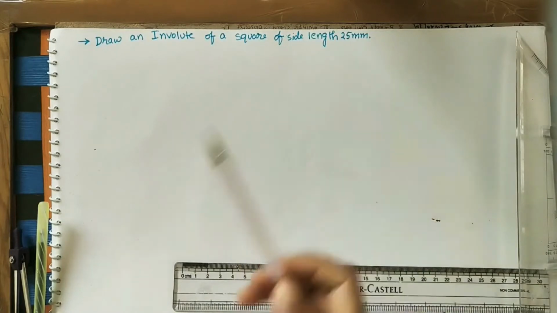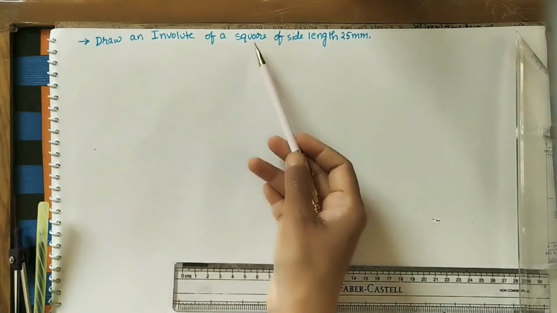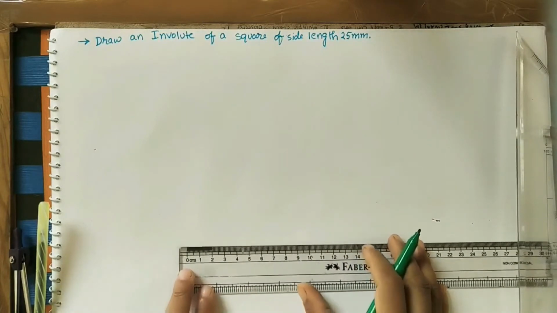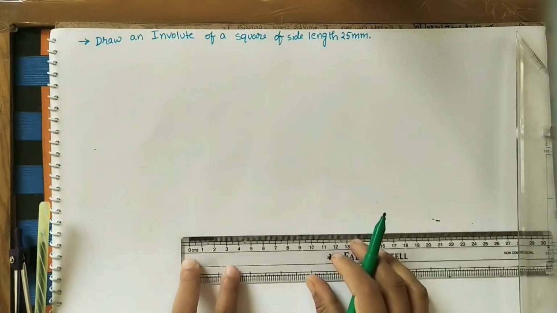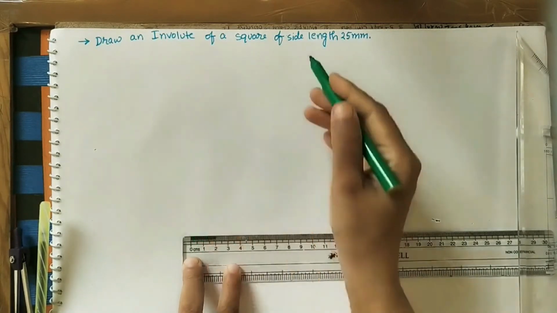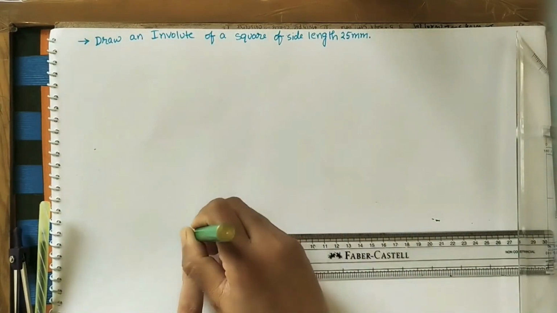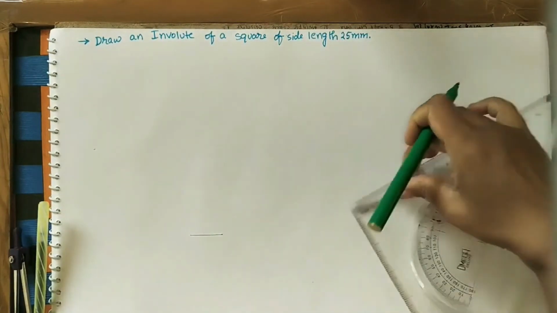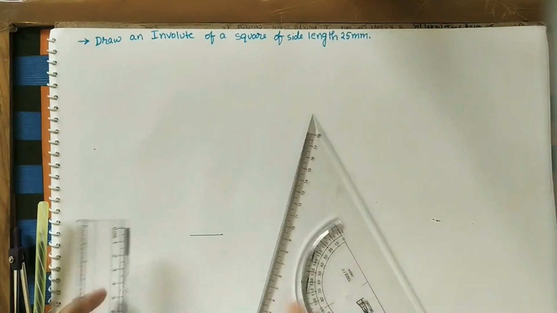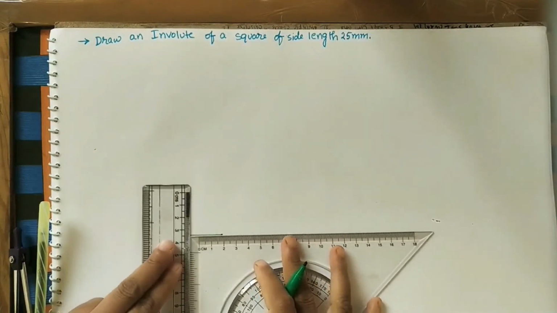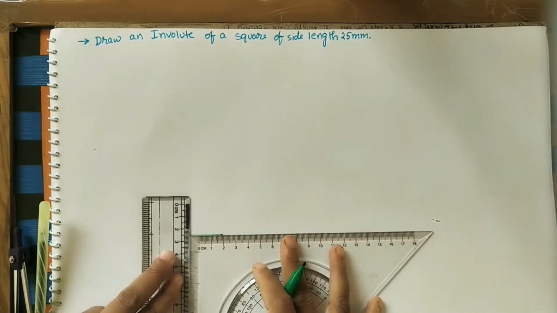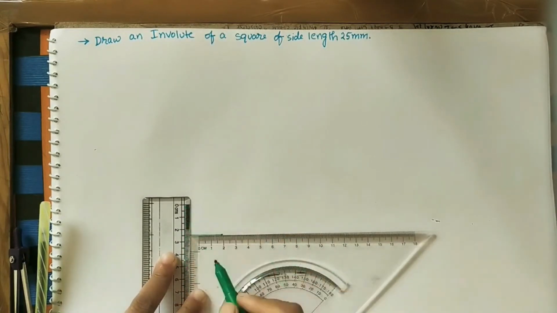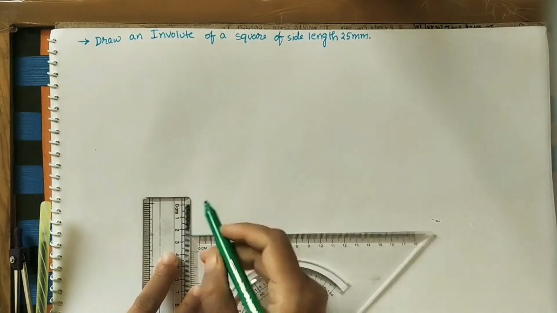Next, draw an involute of a square with side length 25 mm. Involute of a square shape. First we draw A to B with length 25 mm. Since it is a square shape, we take 4 sides of 25 mm. We draw the 4 sides of 25 mm.